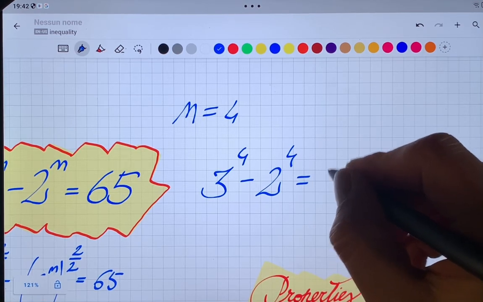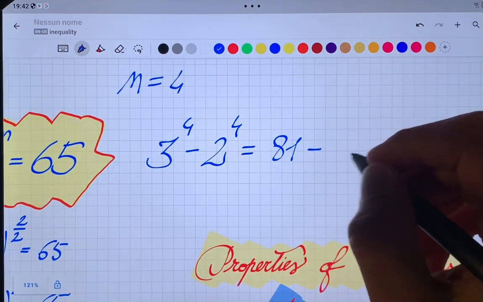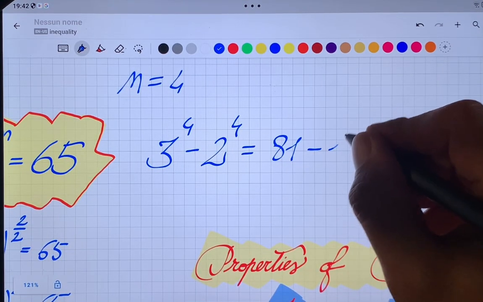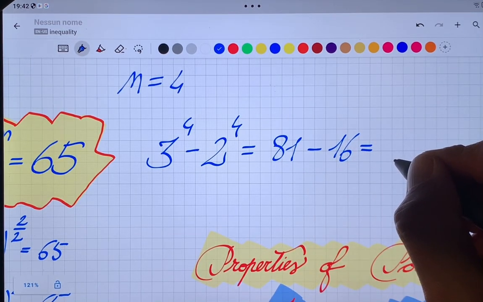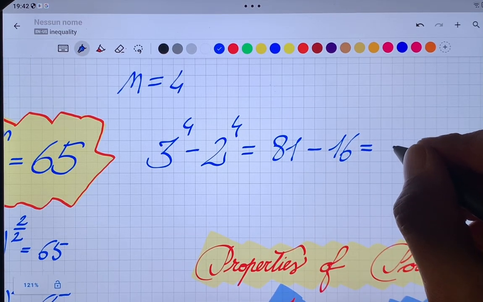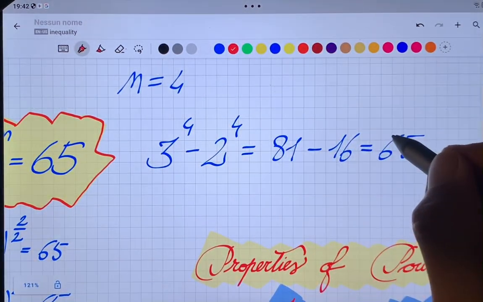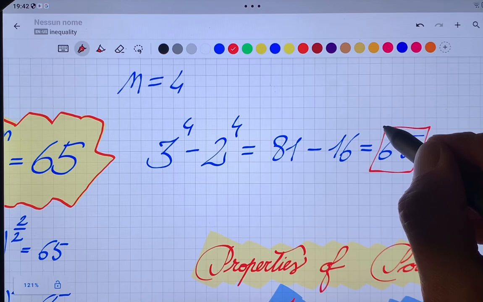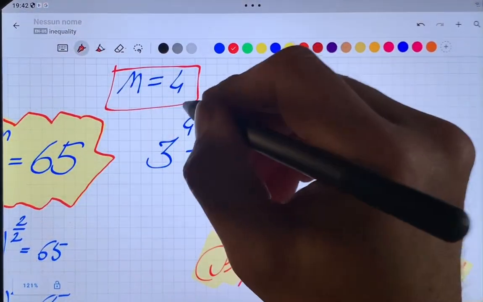9, 27, 81. So it's 81 minus 2 to the power 4 is 16. And 81 minus 16 is equal to 65. So this is the value we were looking for, and this is the solution.